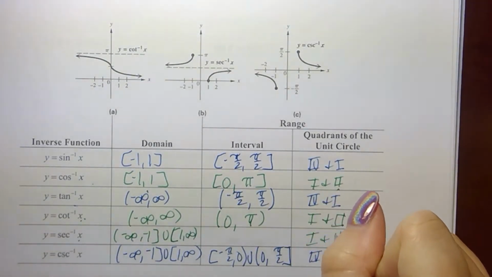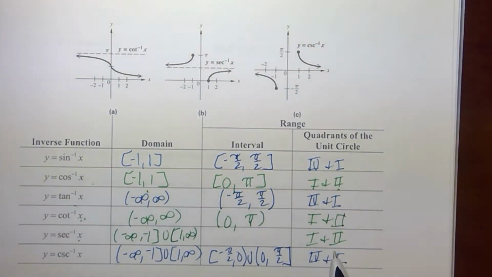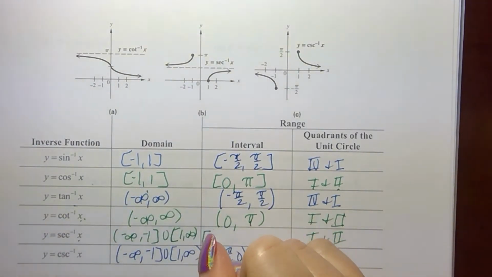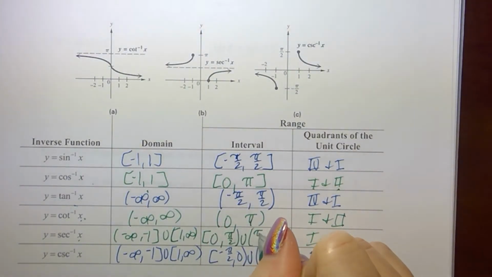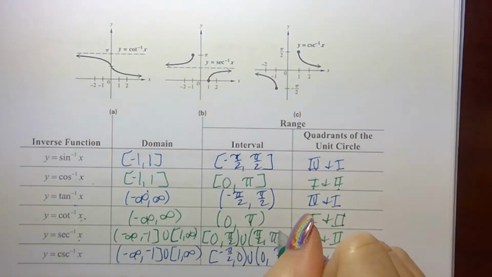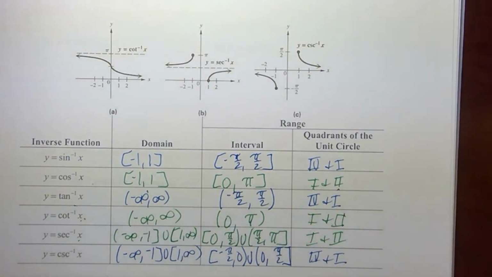It's restricted also to quadrants 1 and 2, except secant, if you look at your unit circles, secant is undefined there in the middle at pi half. So I'm going to go from 0 inclusive up to pi half, or pi half to pi inclusive as my interval for the range.